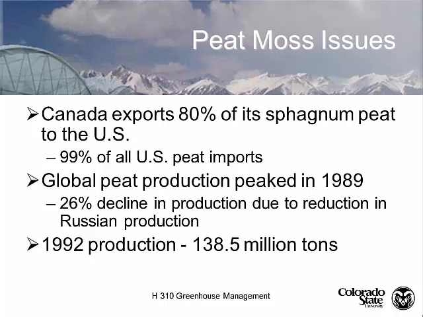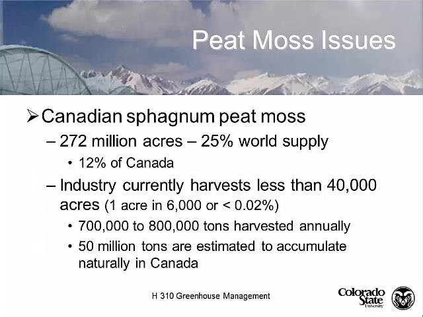So 1992 was about 138.5 million tons of peat. Canadian sphagnum peat moss is about 25% of the world's supply. 12% of Canada is peatland, but they're only harvesting about 40,000 acres. Why are they only harvesting about 40,000 acres? Because that's all the acreage they have access to with a truck or a train.